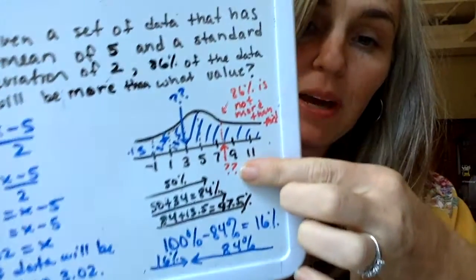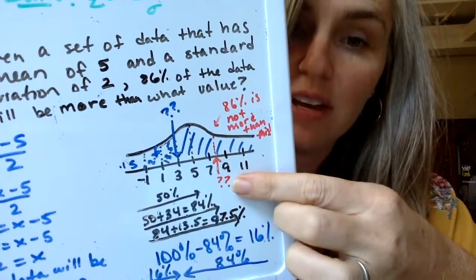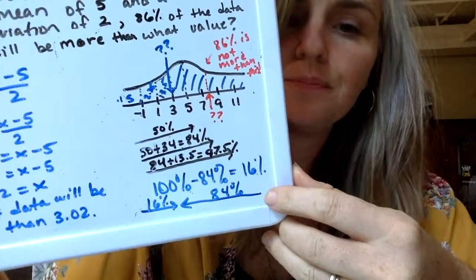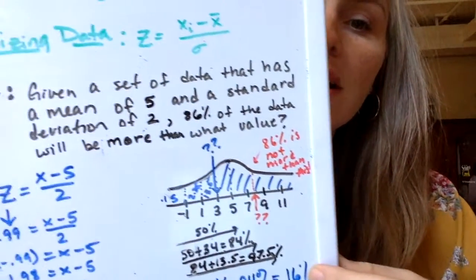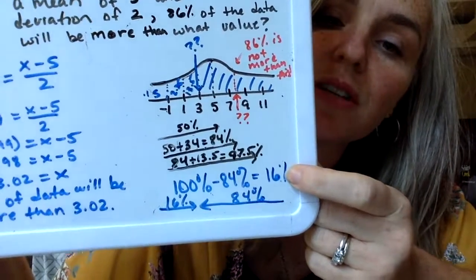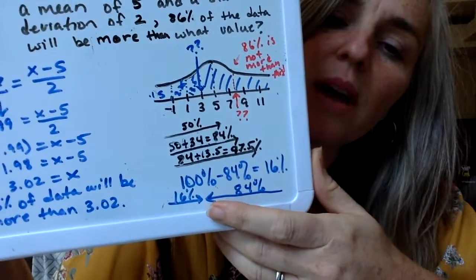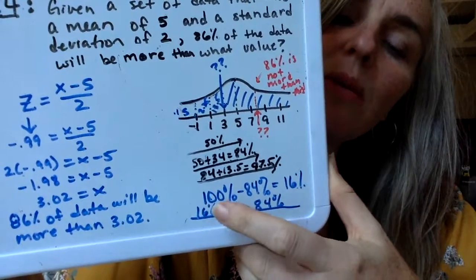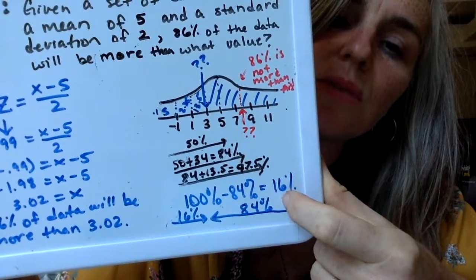But look at the picture. 86% of the data is definitely not more than this. So what we really need to think about is like this. And I just realized that I did 84% and not 86%. So you'll have to ignore my computational errors here. What I did is I said, if we've got 84% this way, that means we have 16% this way. So really what we need to do is take our 100%, subtract 84, and that gives us 16%.